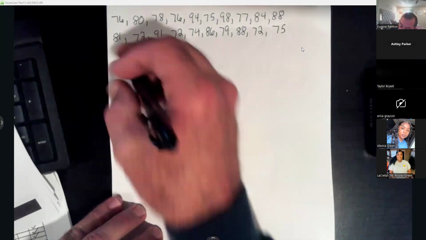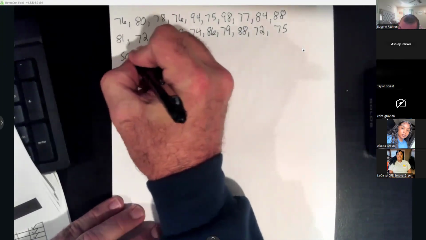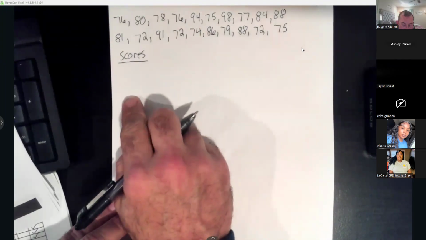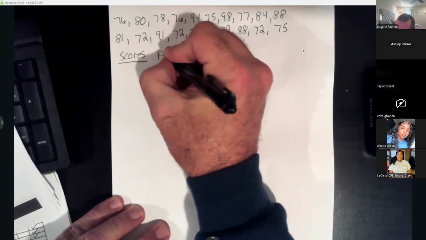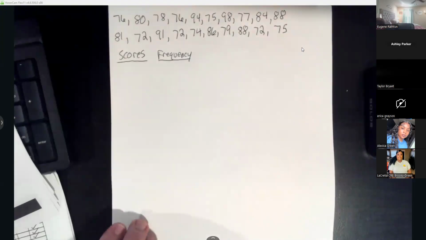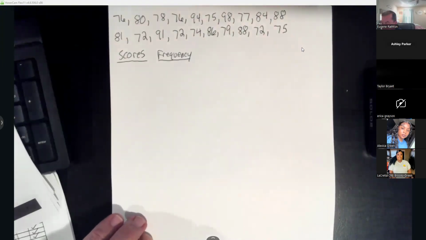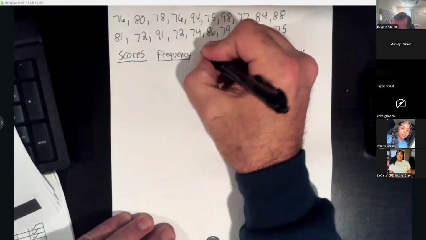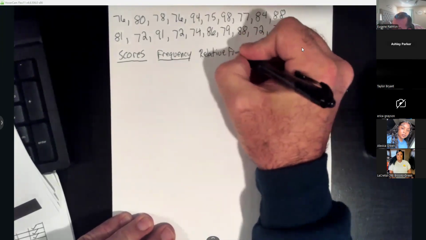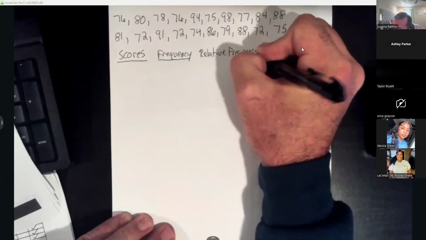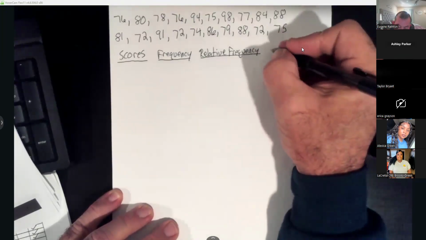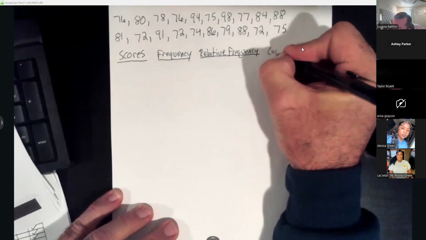So what we're going to do, we're going to put our scores. So this is where we'll make our bins up. We'll find a frequency. We'll find our relative frequency. And then our cumulative frequency.